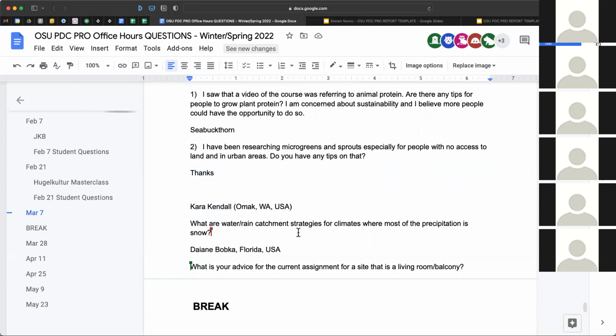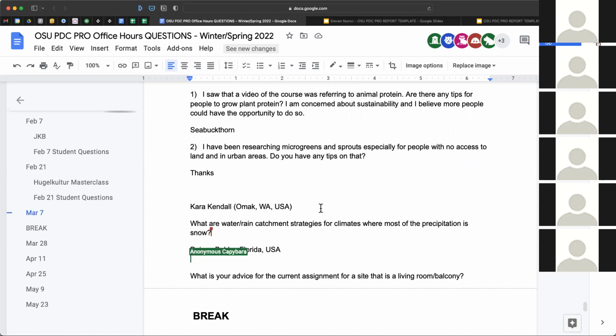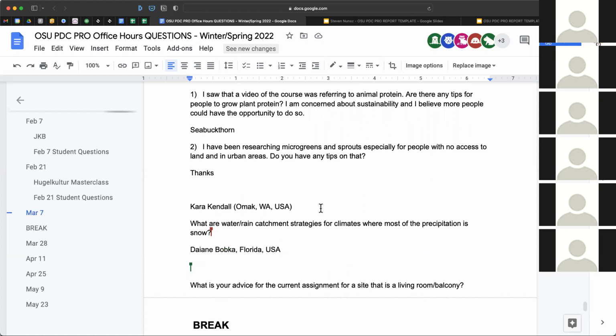Cool. What's your advice for the current assignment for a site that's living with a living room and balcony? Yeah, so the water survey will be the same. The micro watershed map will be, it depends. I've had folks who've done balconies before that have water that courses beside them in a pipe. And so they followed that pipe up and seen from an ortho photo or Google Earth photo how much water falls on the roof of the house or roof of the building complex or whatever. I've also had folks who have created structures that come off of the balcony and use that to capture water.